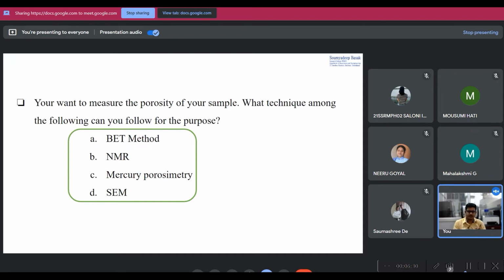With AFM, you can visually measure the porosity using either the inbuilt software of the machine, or you can use ImageJ software. It's a Java-based software, ImageJ from NIH. So you can use that software also. These four techniques can be used for porosity measurement. How and why we can use BET and NMR, we'll be discussing. Okay.